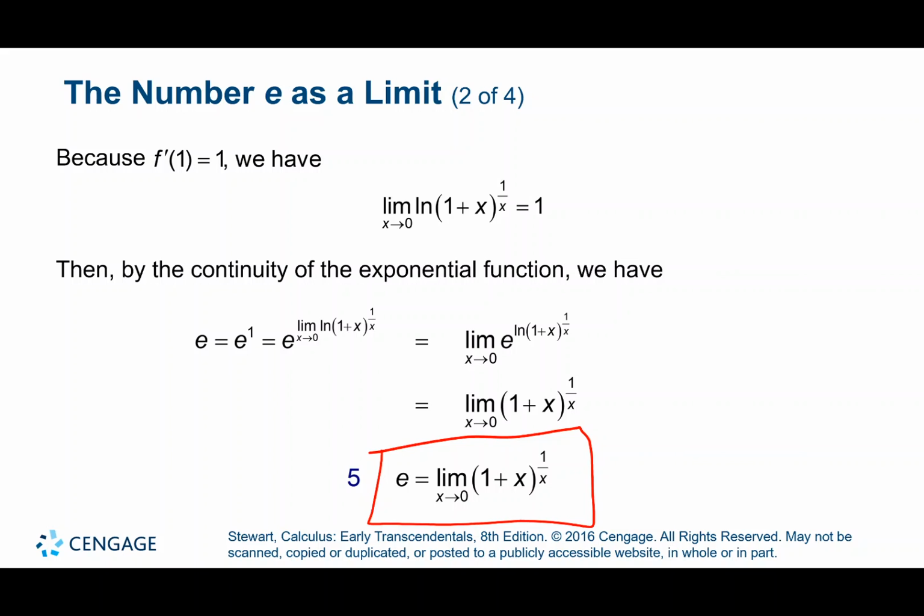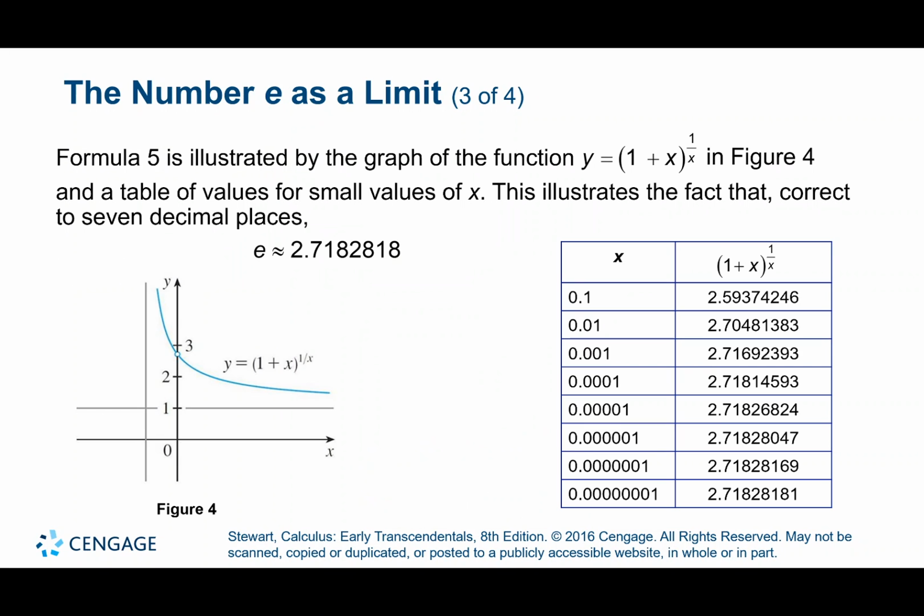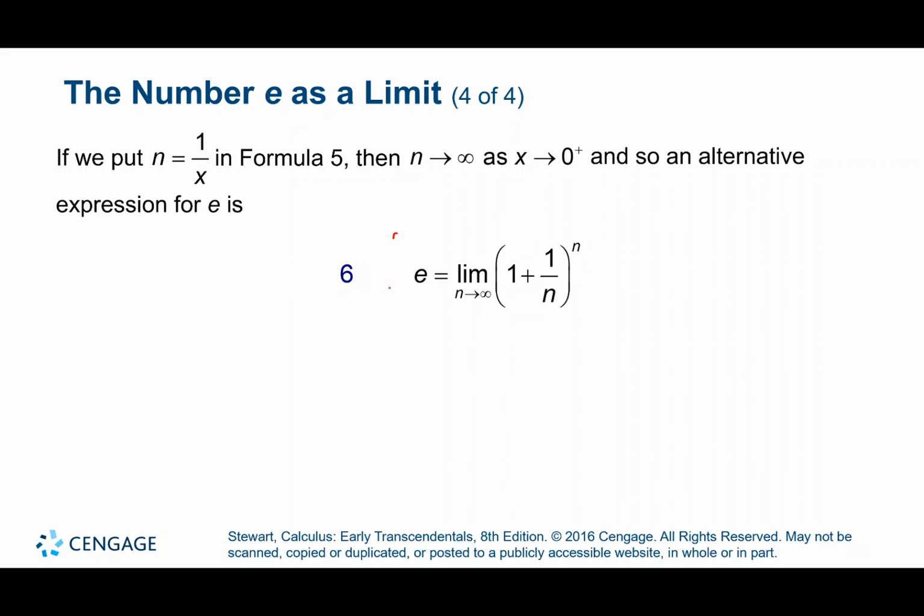We could say e is the number when we take the limit of 1 plus x to the 1 over x power as x approaches 0. That's e. You'll see it that way occasionally. The more common way, you'll see this definition for e quite a bit: inside will have 1 plus 1 over n and then raise it to the n power. That's just substituting n for 1 over x, and then we let n go to infinity.